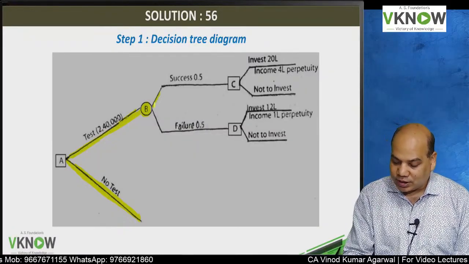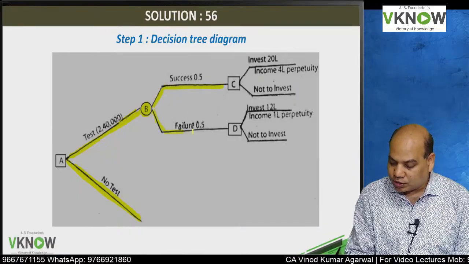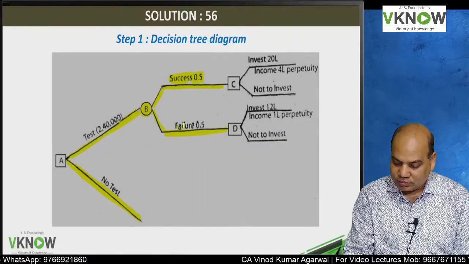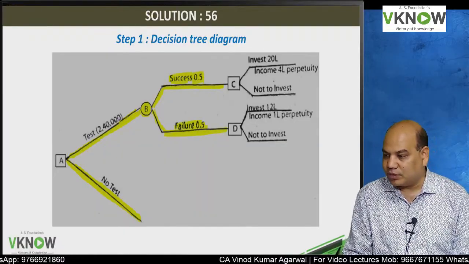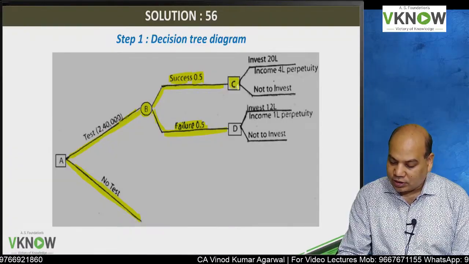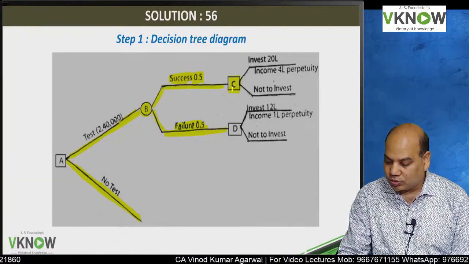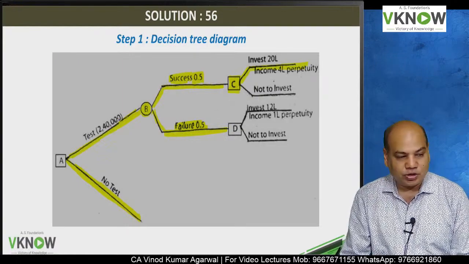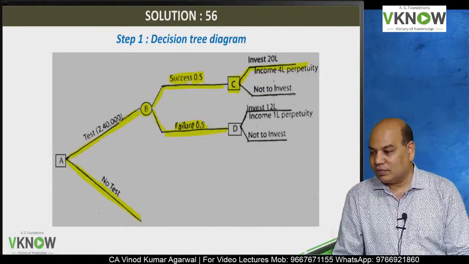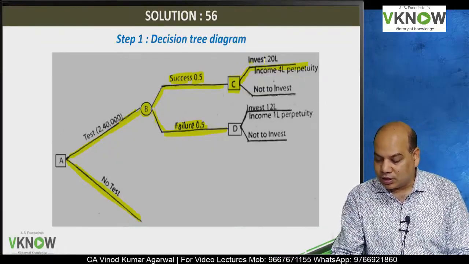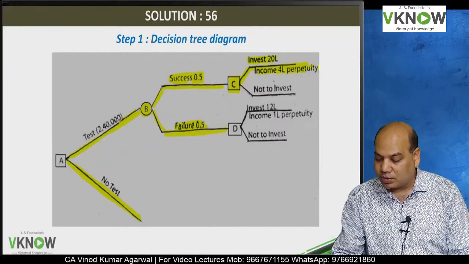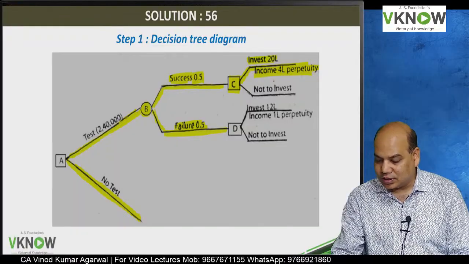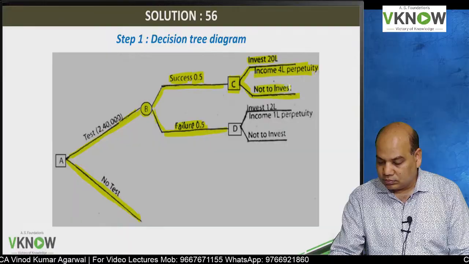Now, if you do test marketing, there are two outcomes possible: success and failure. 0.5, 0.5. If you get success, again there is a decision box here, a square or a rectangle you will draw. Invest 20 lakh. Income is 4 lakh perpetually per annum. The second choice is do not invest.